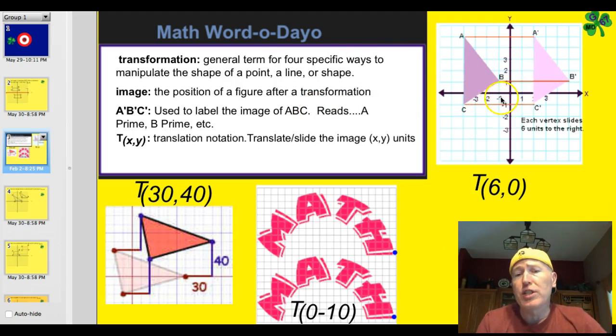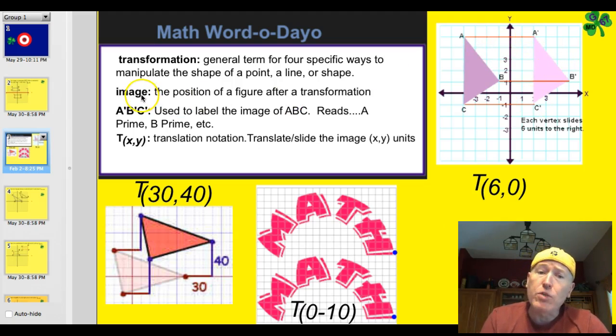Let's take a look at just some of the slides here. This triangle ABCD was slid 6 spots over to the right. The translation was 6 right, 0 up or down. Get it? This is like X and Y. Move it 6 over, 0 up or down. And it formed this new image, A prime, B prime, C prime.